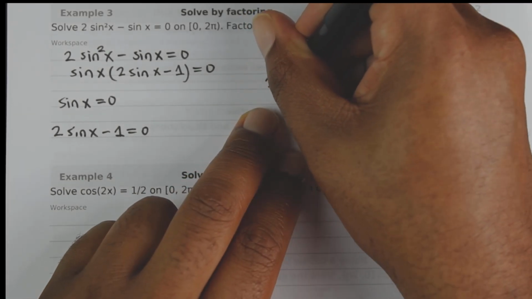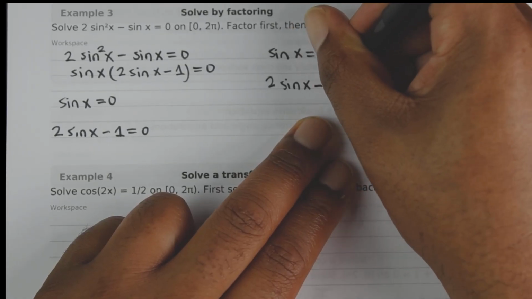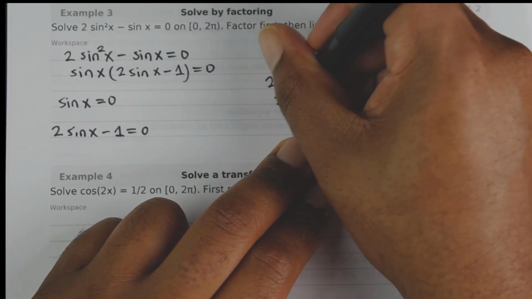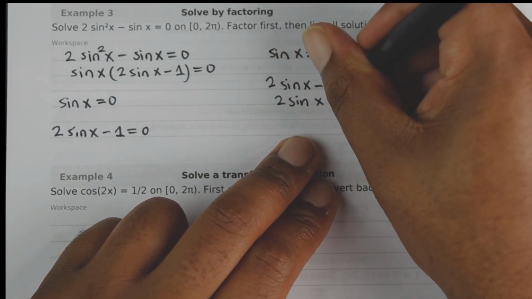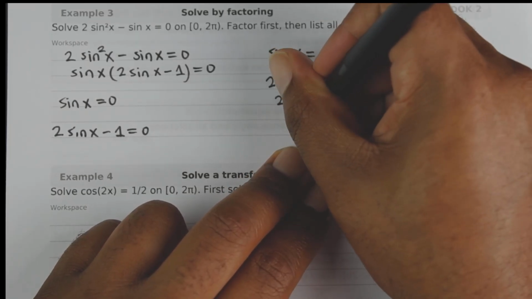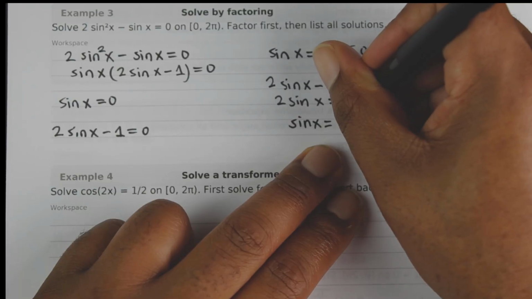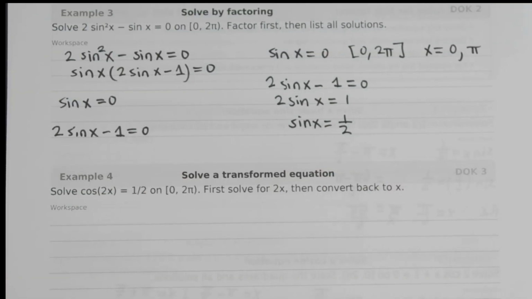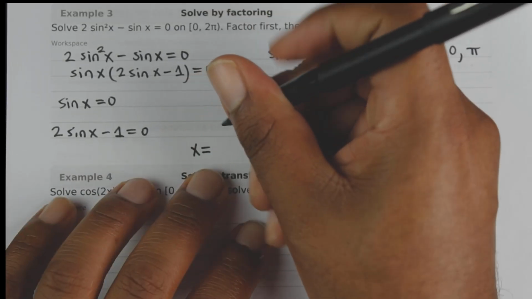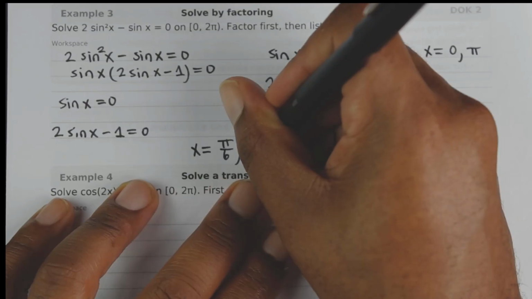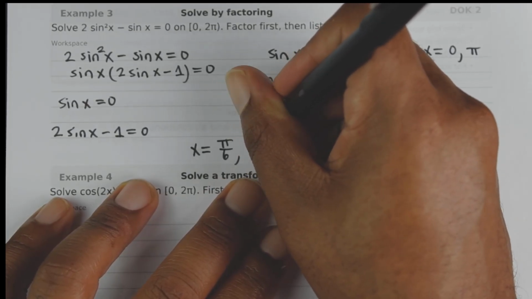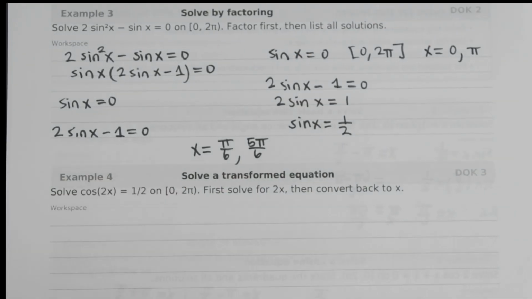So we have 2 sine x minus 1 equals 0. 2 sine x equals 1. Sine x equals 1/2. We already solved this type of equation, right? Sine is positive in quadrant 1 and quadrant 2, and the reference angle was pi over 6. So we already know that x is equal to pi over 6 and also 5 pi over 6, okay? This is from the previous problem.